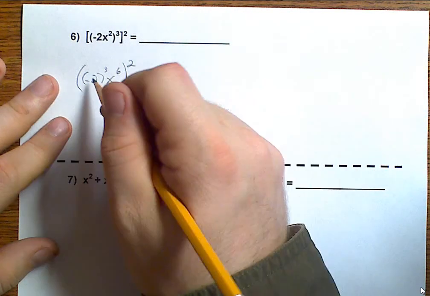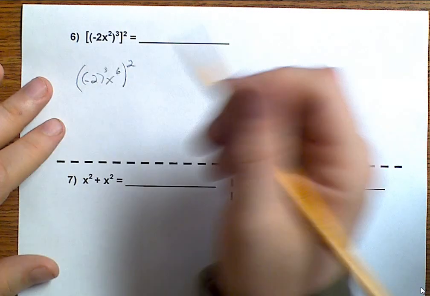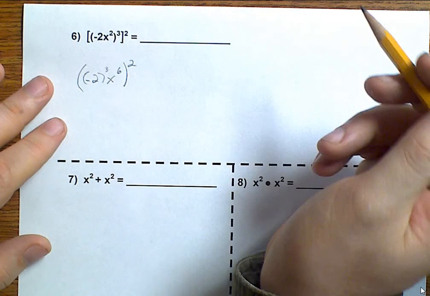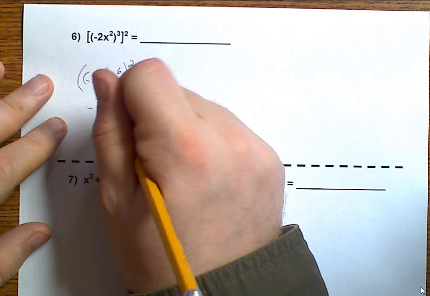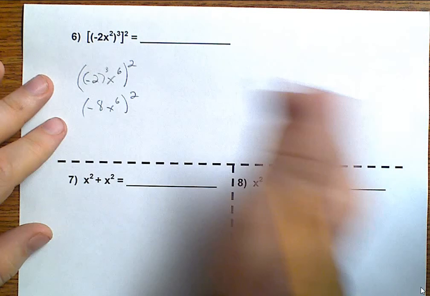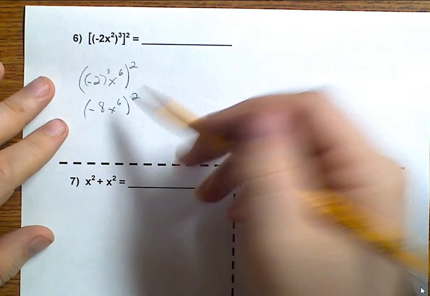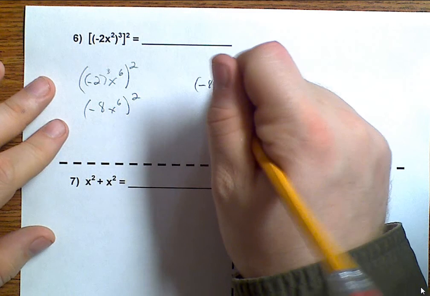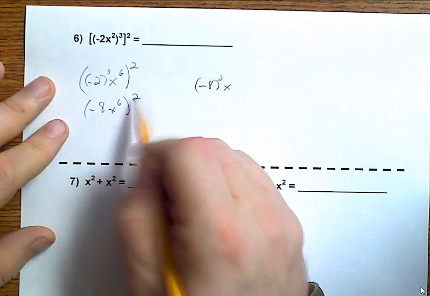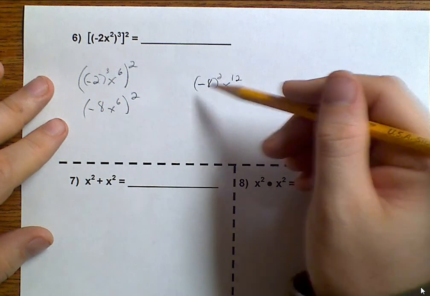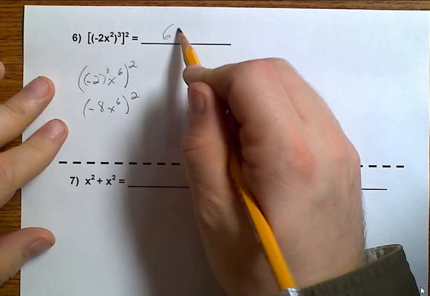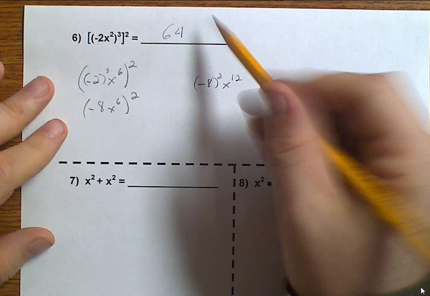Well, negative 2 cubed is negative 2 times negative 2, which is positive 4, times a negative 2 makes a negative 8. Now we apply the squared. So we have negative 8 squared. x to the 6 times 2 makes 12. Well, negative 8 times negative 8 makes a positive 64. x to the 12.